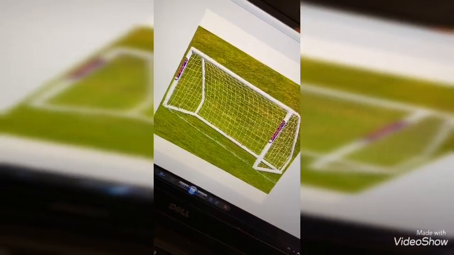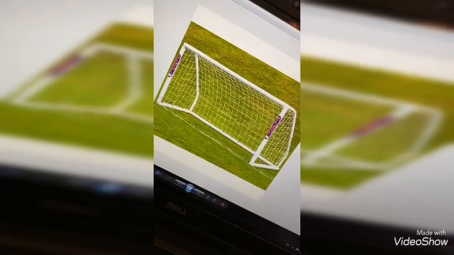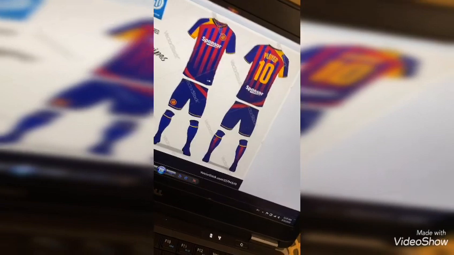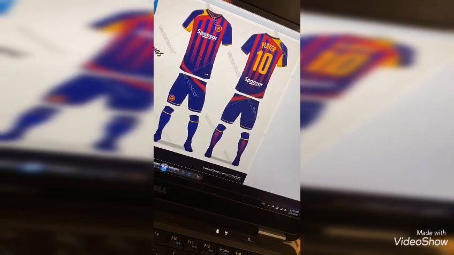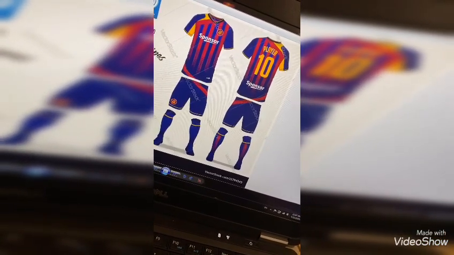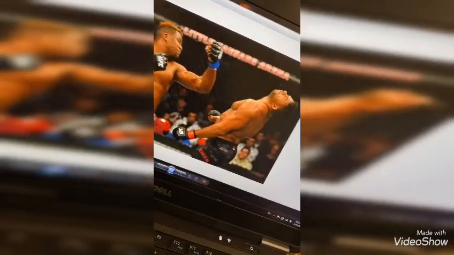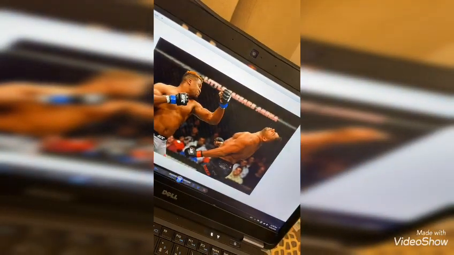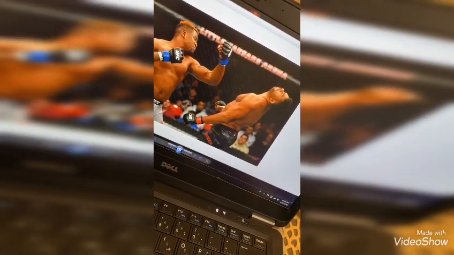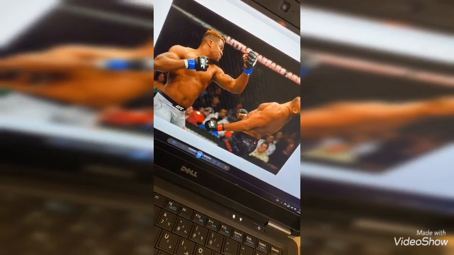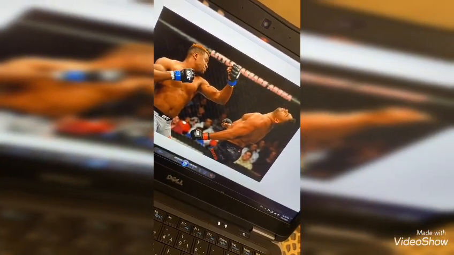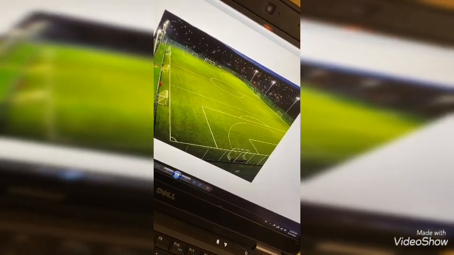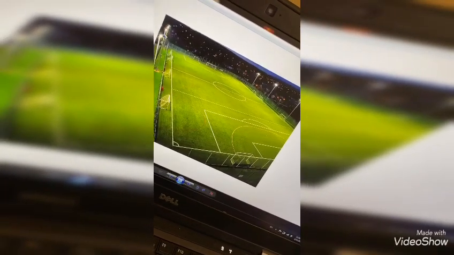And this is a goal. Goal. This is a football. Football. What is this? A knockout. What is this? The play area. Pitch.